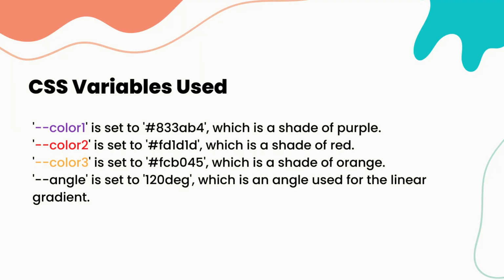First, let's start with CSS variables. They are very handy when it comes to maintaining and scaling your CSS code. In our example, we have 4 variables: color 1, color 2, color 3, and angle. They're just common properties storing specific values. You can think of them like variables in any other programming language.